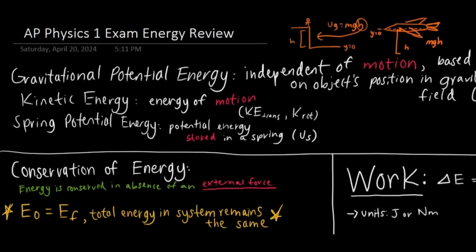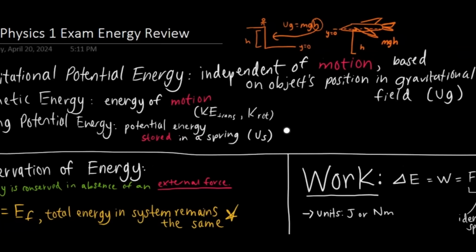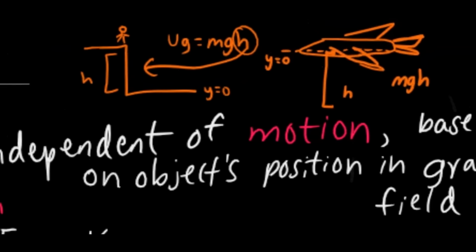So the first thing I want to touch upon is the types of energy. The first energy that we have is gravitational potential energy, right? Gravitational potential energy is independent of motion, and it's also based on the object's position in the gravitational field. So what exactly does that mean?